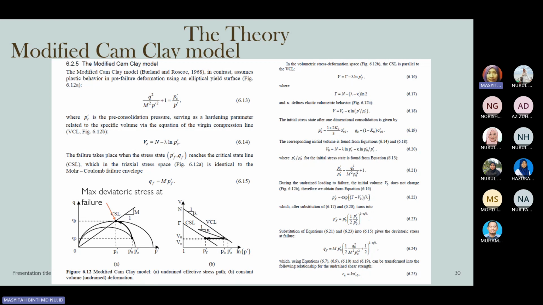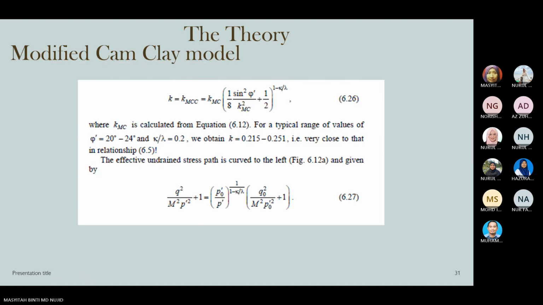So the Cu can be found using this kind of empirical equation to find the undrained cohesion if you do not have any other kinds of site data.